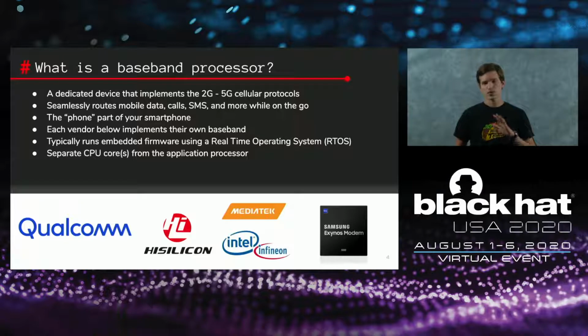So the vendors below implement their own version of the baseband processor based off of the cellular protocols. These basebands run embedded firmware, and they usually leverage a real-time operating system to schedule tasks and maintain their real-time deadlines. And it's important to note that basebands are separate CPUs from the application processor found on mobile phones, whether it's Android or iOS, and this is likely due to their performance requirements.